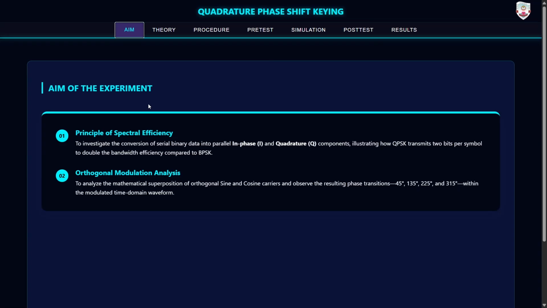The aim of the experiment is to understand how a stream of binary data is converted into two signals called the in-phase component and the quadrature component. These two signals are used to change the phase of the carrier signal, allowing two bits to be transmitted in a single symbol.